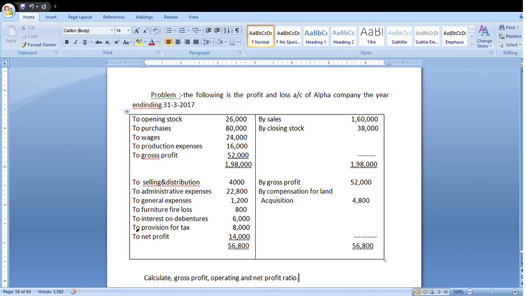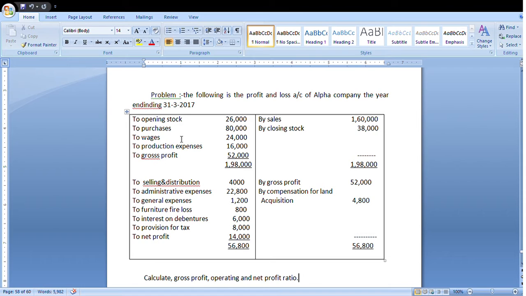Next problem. The following is the trading and profit and loss account of Halpa Company for the year ending 31st March 2017.